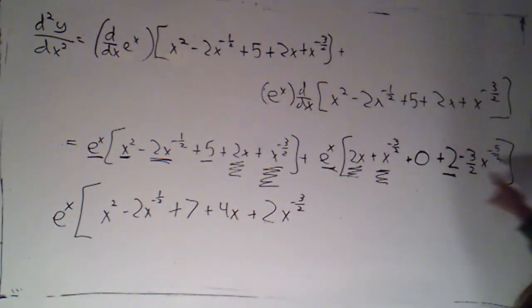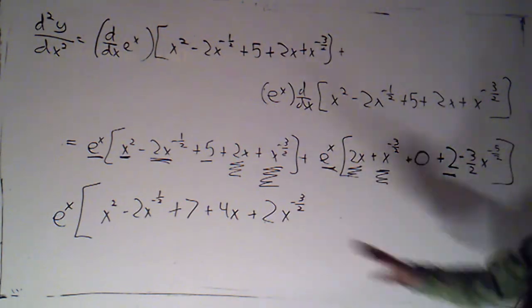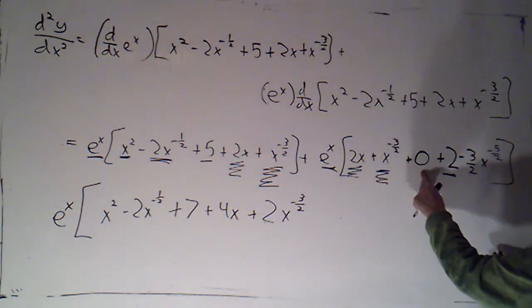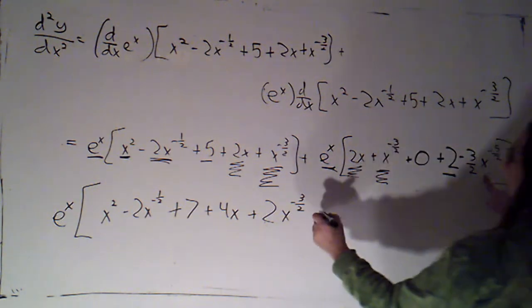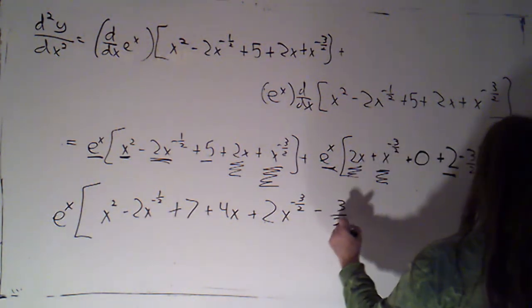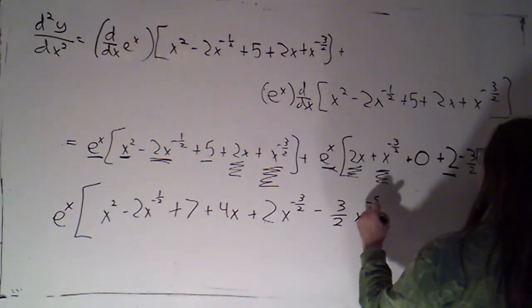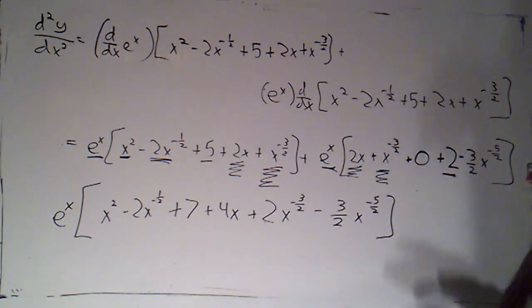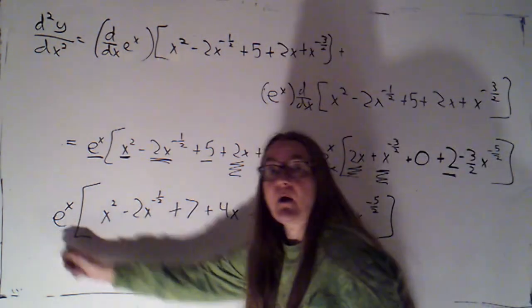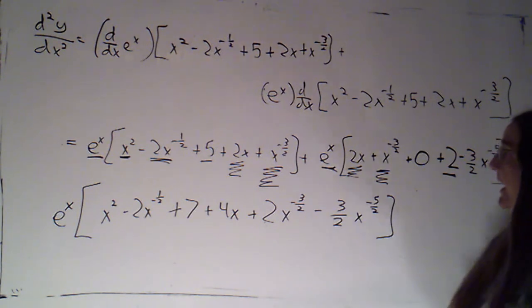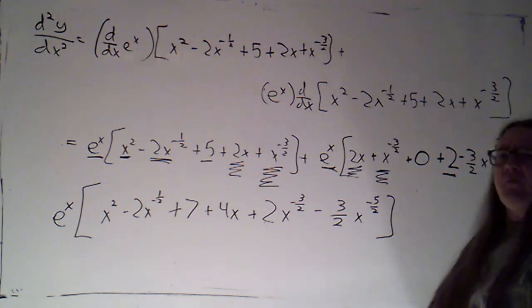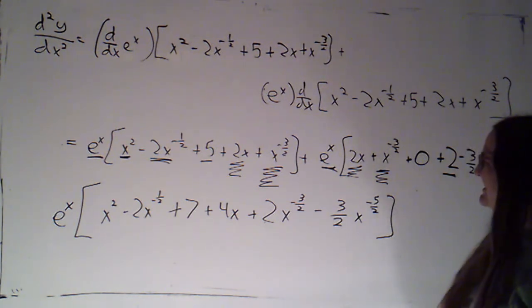I've been underlining the terms as I've been writing them here. So 0 I don't need to write again. Looks like the one that I didn't combine with anything already was negative x to the negative 5/2. So that's how I might write it if I wanted to simplify a bit. I'm kind of hoping we don't have to take a third derivative though, because it's getting a little tedious.